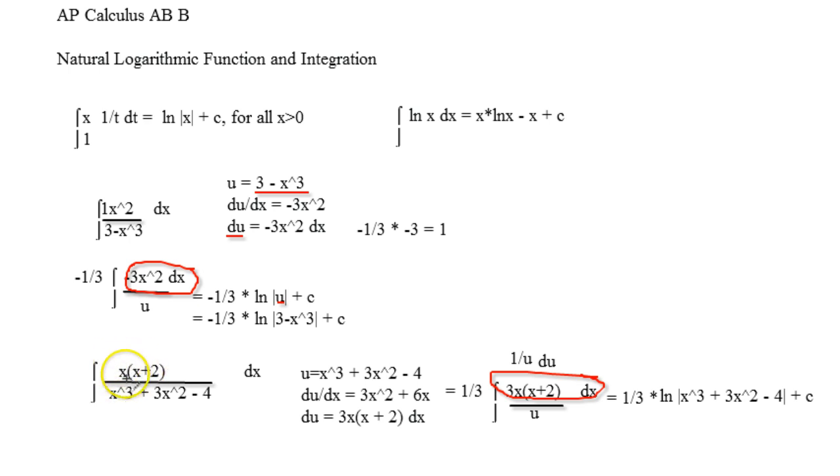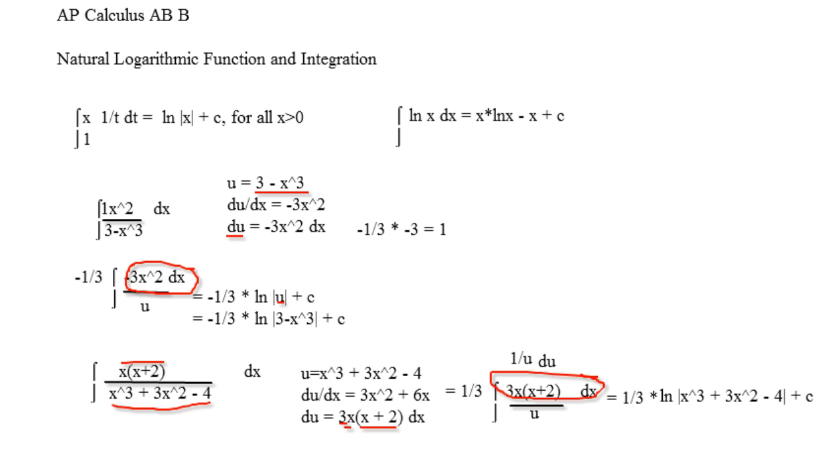Now, this one's a little bit more complex. If you notice, this is the part that has to be differentiated to get to this part. When I do all my differentiation, I get down to something that is 3x squared plus 6x. If I factor out the 3x, I now have 3x times x plus 2, which is very close to this. So once again, I use the calculus trick of 1/3 and 3. Then this becomes 1 over u times du. And then I get 1/3 times the natural log of x cubed plus 3x squared minus 4 plus c. So that's just the absolute value.